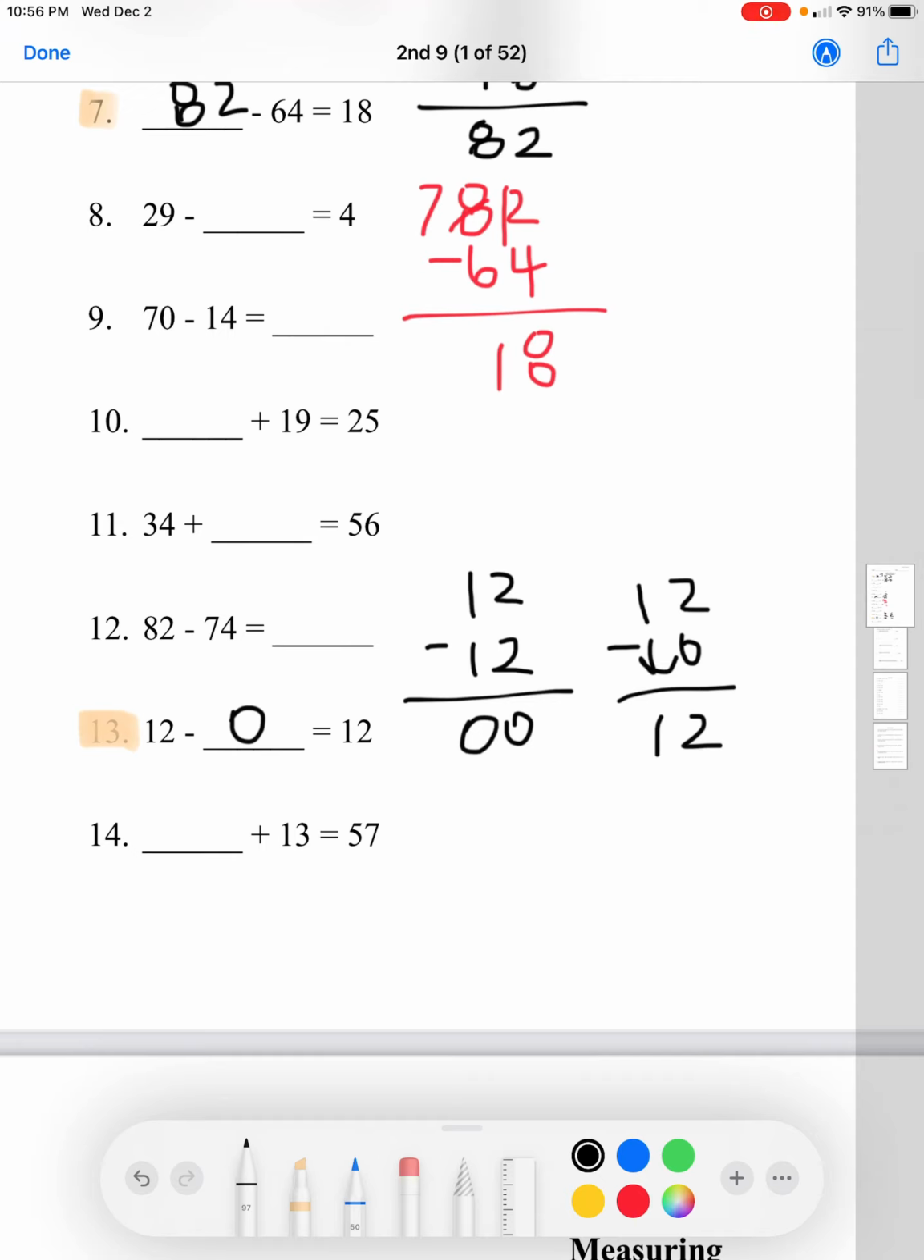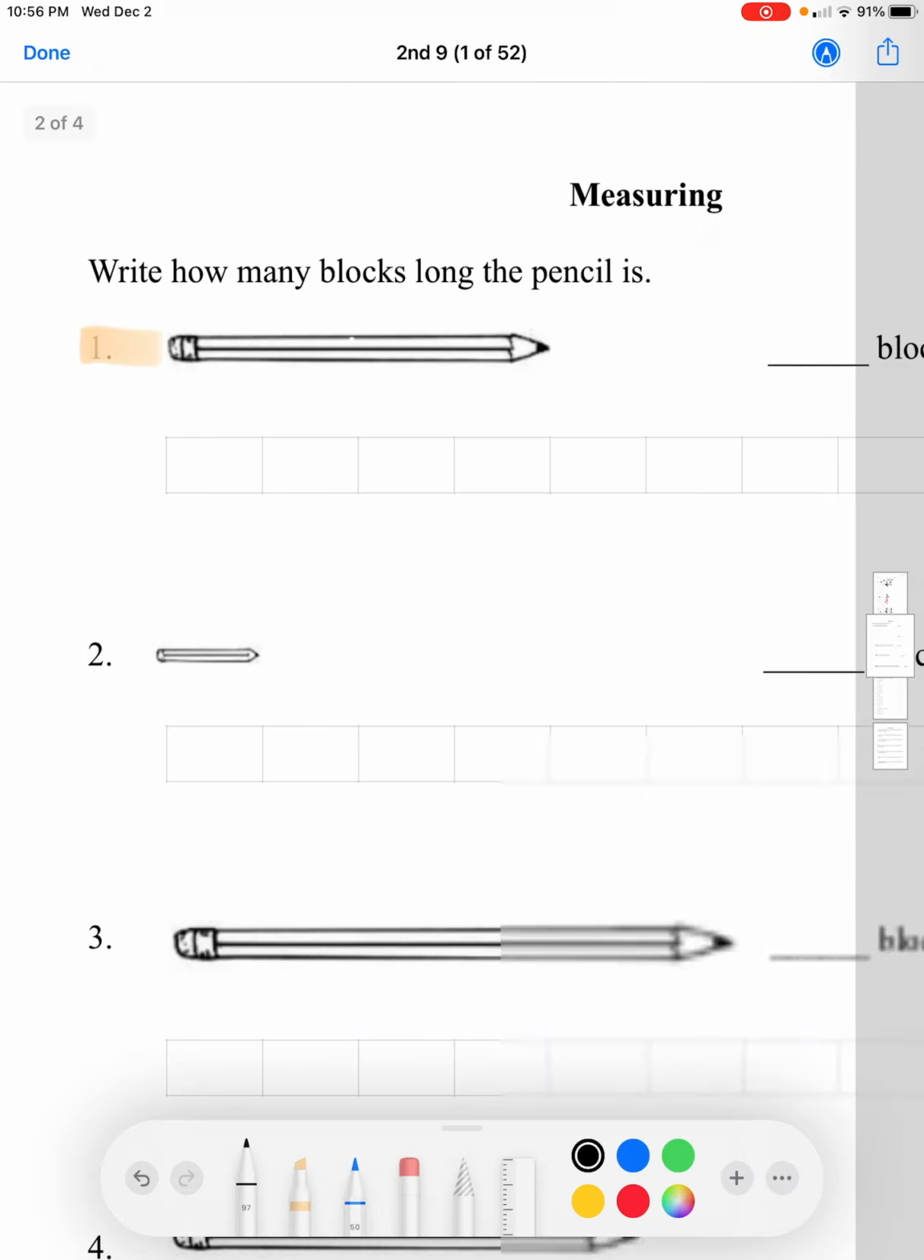So that's how you go back and check your work. You just go and see if the original equation looks right, if it makes sense.